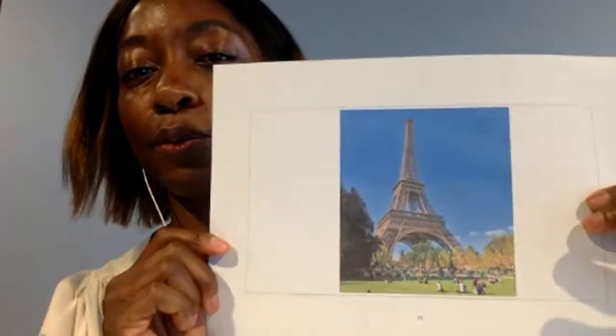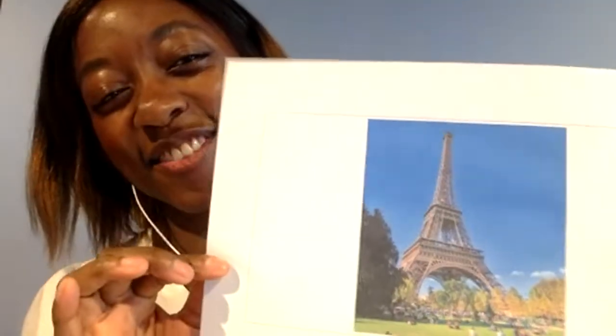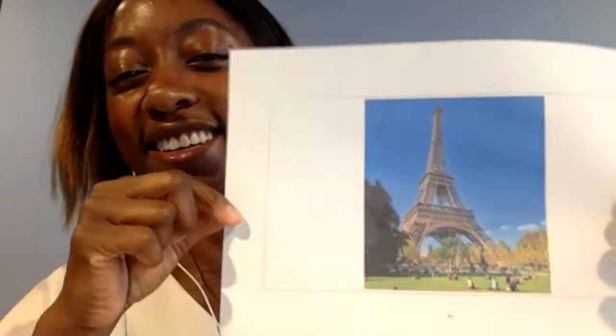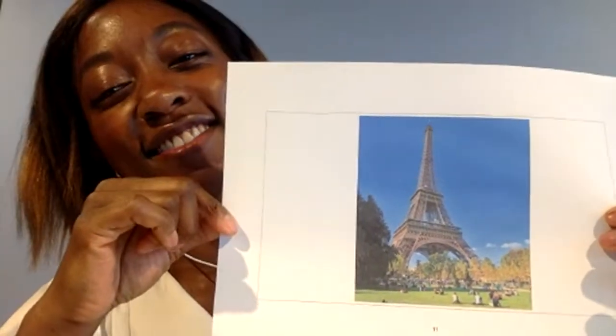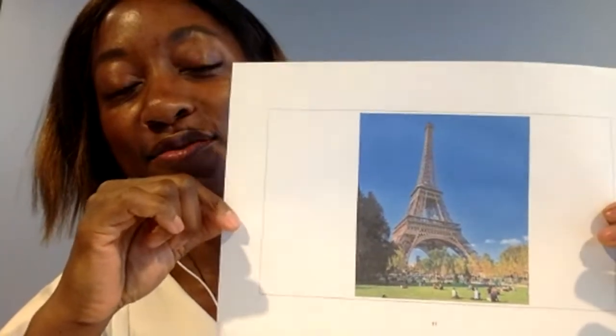The Eiffel Tower. Why? Because it's famous. I'm just using Konglish this whole time. And because it's famous. So the Eiffel Tower. But what about this tower?